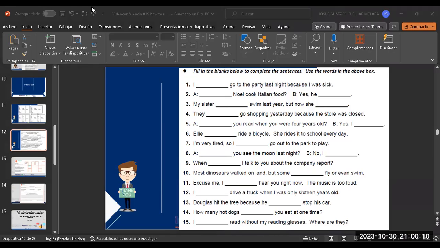Only in positive and question, right? Could it be negative? Podría ser negativa también. Affirmative, negative, question.